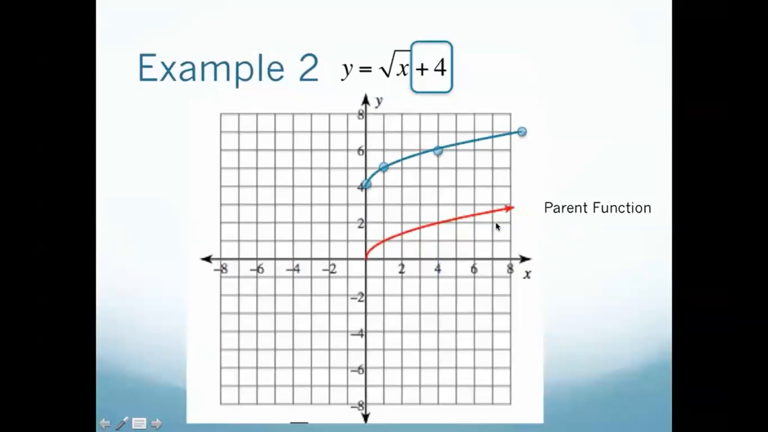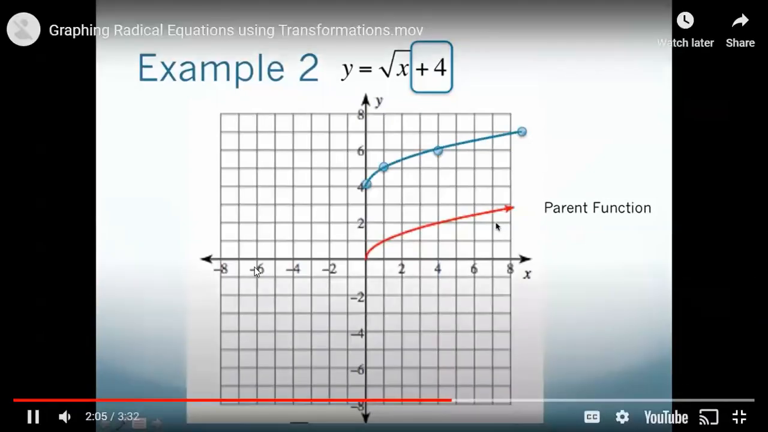And we would plot our points in here, and this would be the graph of the square root of x plus 4. So again, notice that we have a k value, a vertical shift of +4, meaning that all of the points were shifted up 4 from our parent function.